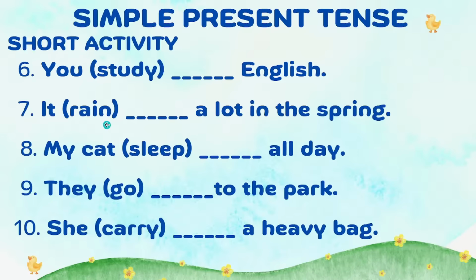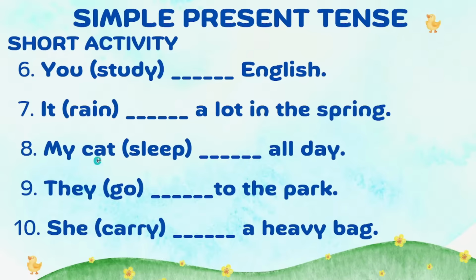Rains. Okay? It rains a lot in the spring. You will add es. You will add s here. Since my cat is an animal, the pronoun for this is it, right? Yes. Because this is an animal, we will use it.